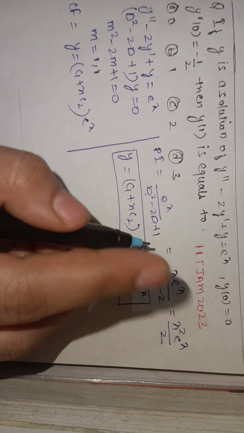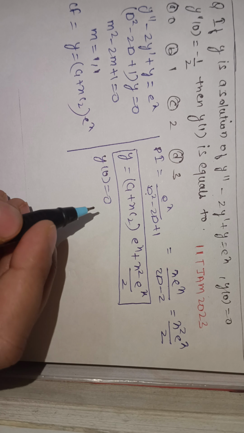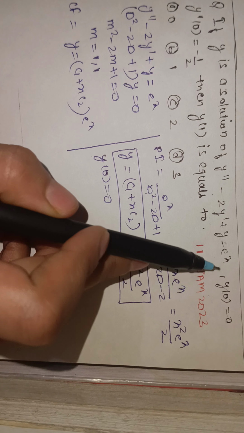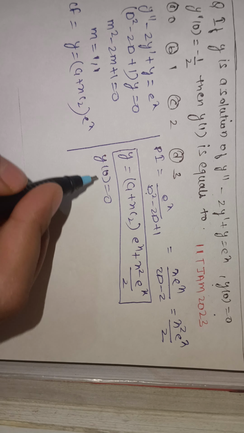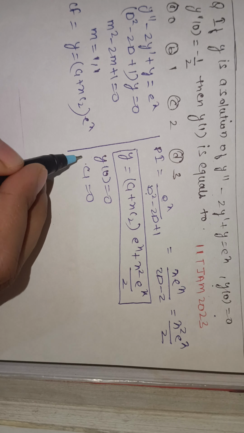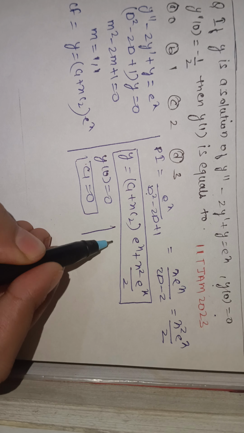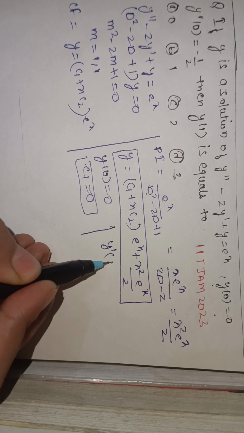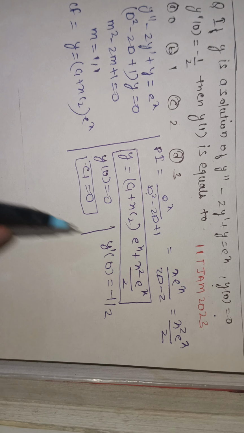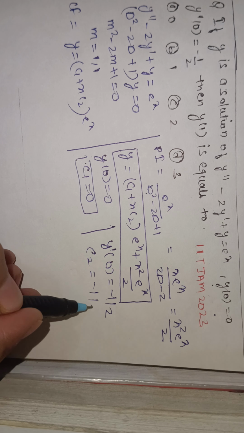Now we will apply the condition y(0) equals 0. If we apply y(0) equals 0, we put 0 here and get c1 equals 0. Now for the next condition, y dash of 0 equals minus 1 by 2. For this we have to differentiate this and find the solution. So here we get c2 equals minus 1 upon 2.